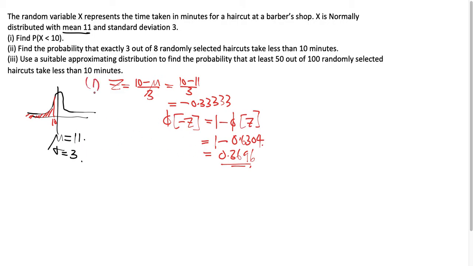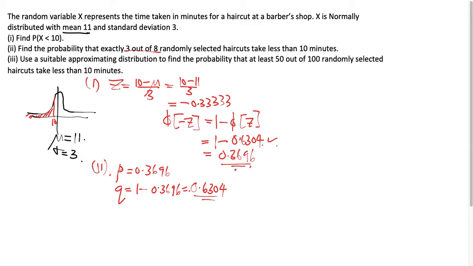Okay, part 2. For part 2, we have to find the probability that exactly 3 out of 8 randomly selected haircuts take less than 10 minutes. We already have p equals 0.3696. From there we can find q. Q equals 1 minus 0.3696, and the answer is 0.6304. We already have that here.